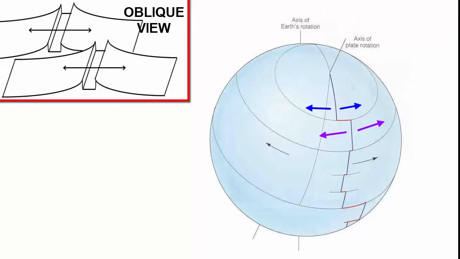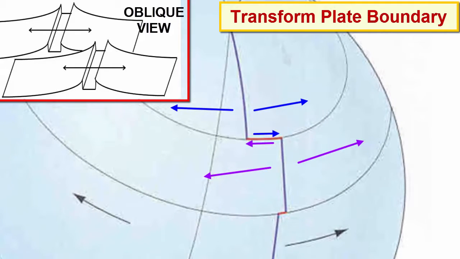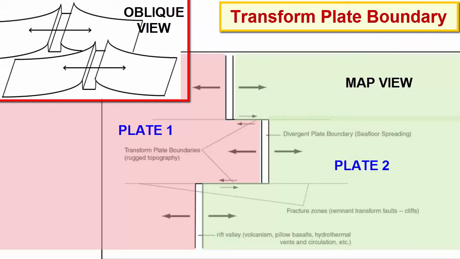To accommodate divergent motion along ridges that run along a spherical surface, the ridges break into sections, and each section is offset from the next one by a transform boundary. As this image shows, there are two plates, but in these zones the boundaries are divergent. In these zones, the boundaries are transform.